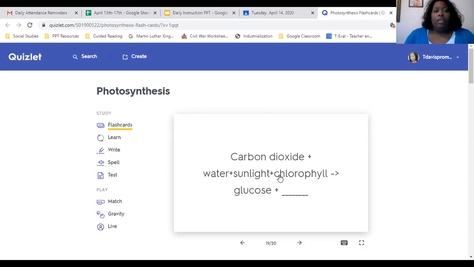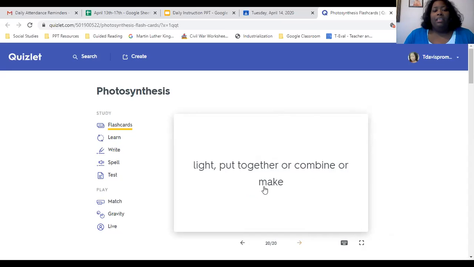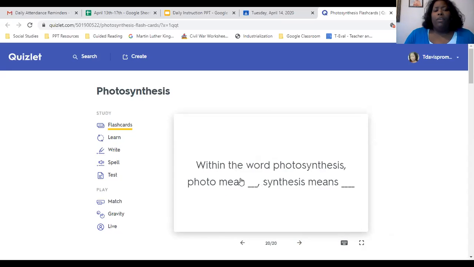Oxygen, carbon dioxide, plus water, sunlight, and chlorophyll, that is photosynthesis, with these two byproducts, glucose and oxygen. And then finally, light, put together, or combine or make. This is just breaking down the word photosynthesis. So photo means light, and synthesis means to put together.